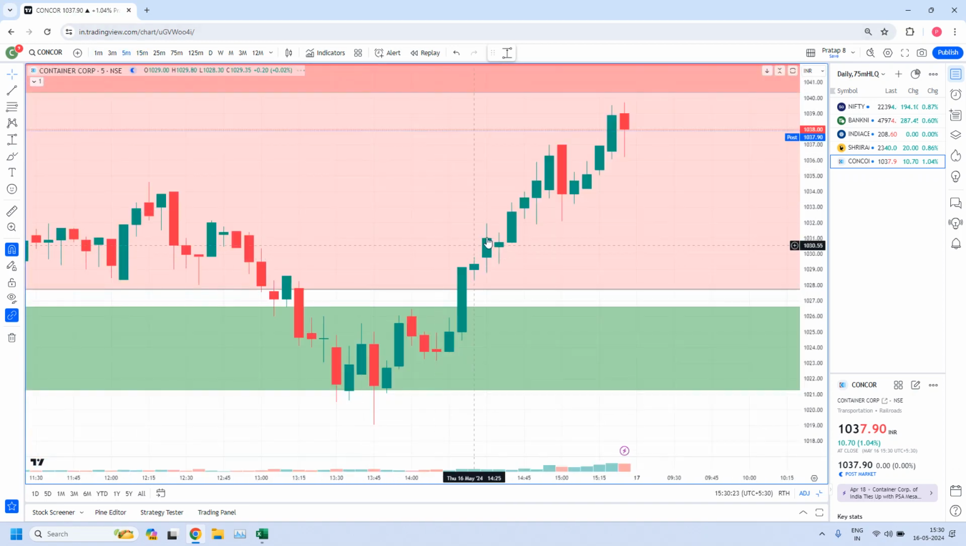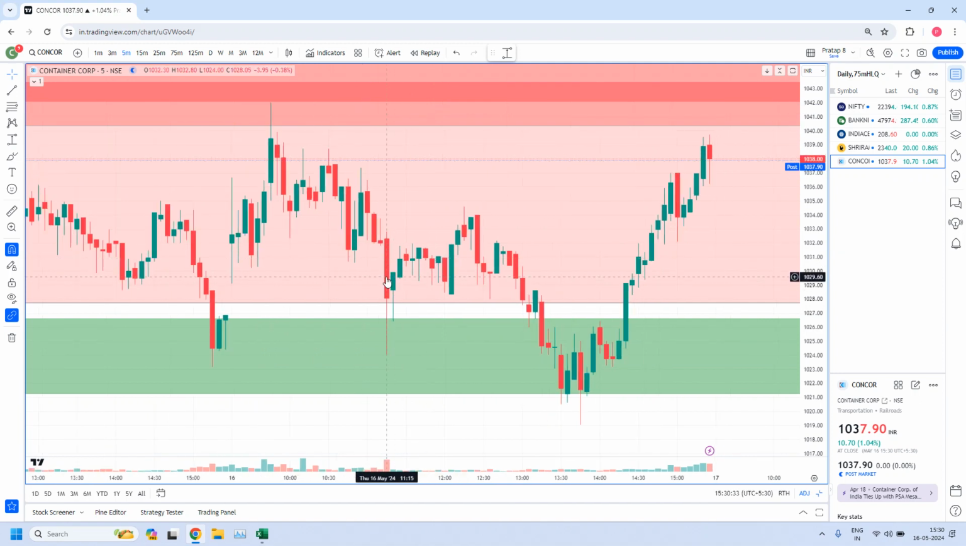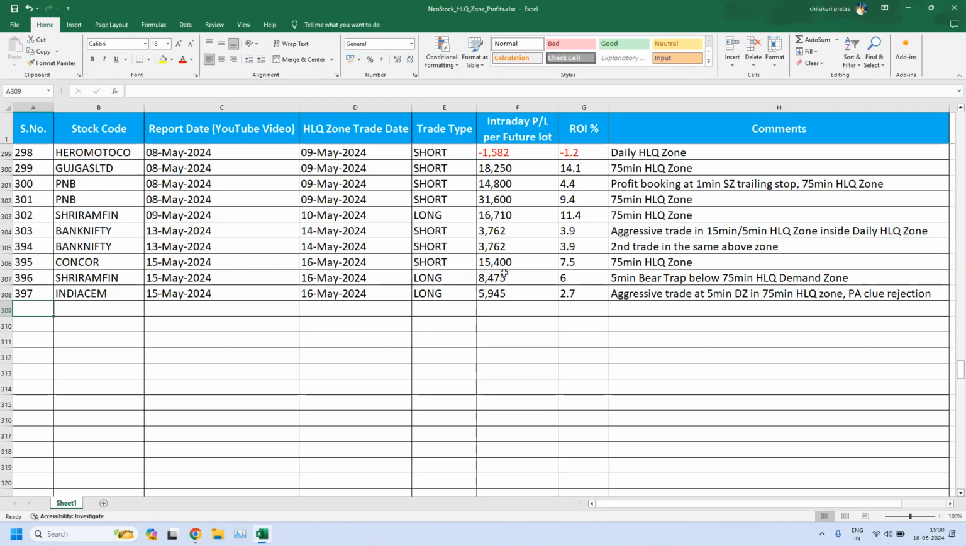And when we got the trade today, at the 9:45 candle, we got the trade in the 5 minutes candle and finally reached the target at the 11:15 candle. Within 2 hours the trade is completed and Concor has given 15,400 rupees profit, which is 7.5% ROI as per one futures margin cost. Because always we are calculating the ROI based on one futures margin cost. So this is an excellent trade.